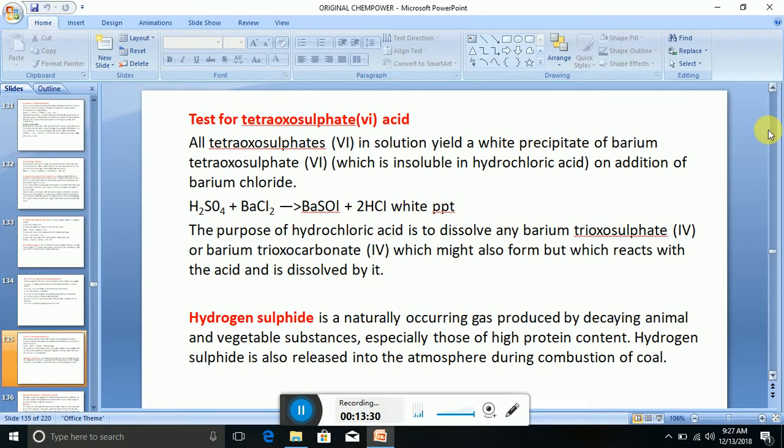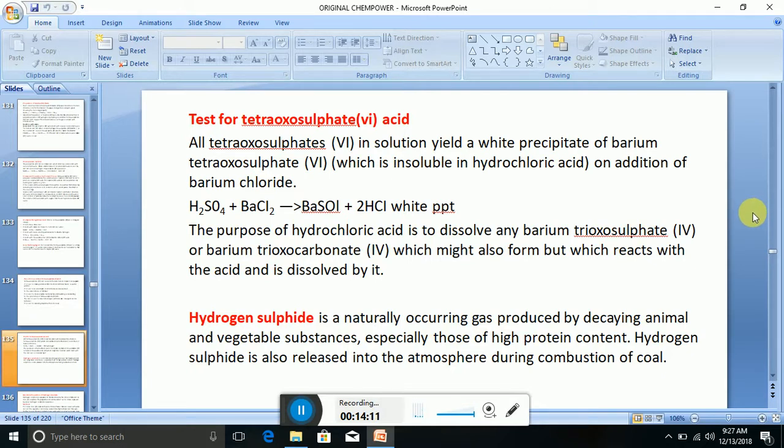Test for tetraoxosulfate(VI) acid. All tetraoxosulfate(VI) in solution yield a white precipitate of barium tetraoxosulfate(VI), which is insoluble in hydrochloric acid, on addition of barium chloride. The purpose of hydrochloric acid is to dissolve any barium trioxosulfate(IV) or barium trioxocarbonate(IV), which might also form but which reacts with the acid and is dissolved by it.